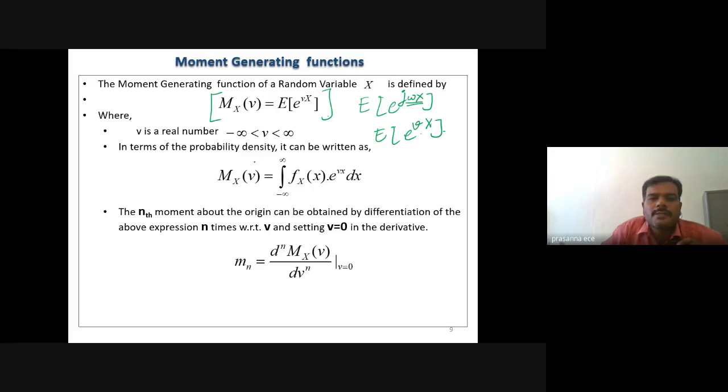Again we are using our definition of expectation. This is taken as the function of x, multiplied by the density of x, integrated from minus infinity to plus infinity. So we are using the definition of expectation.